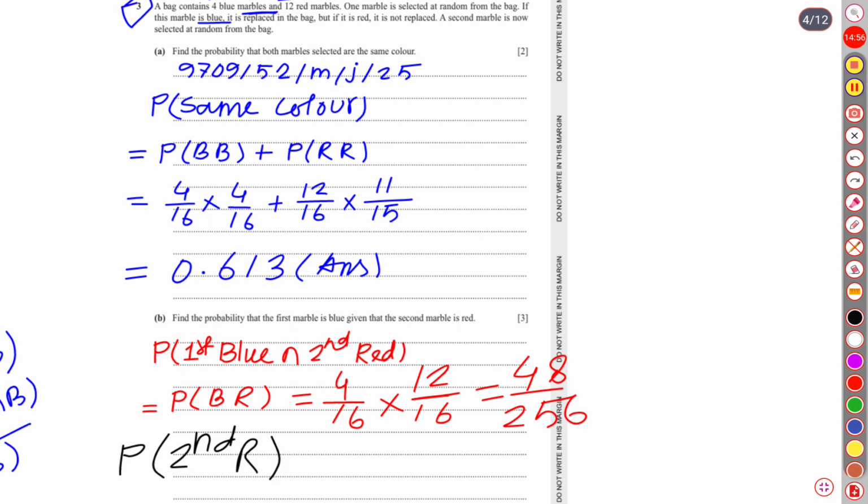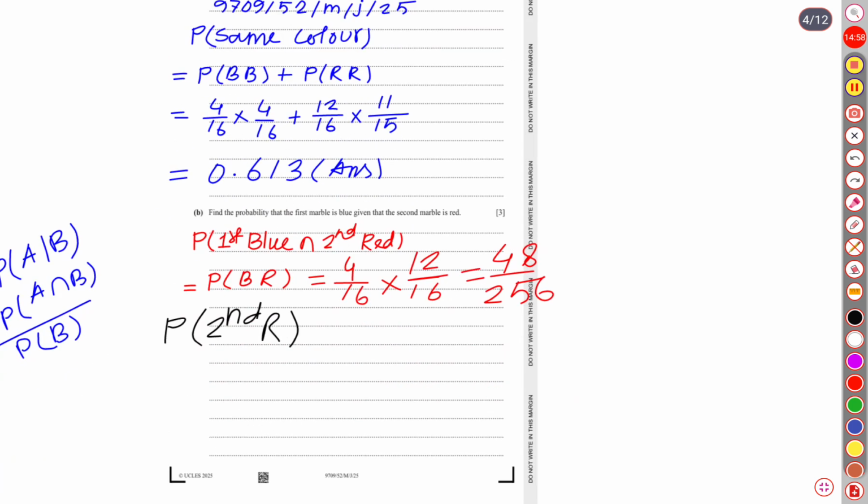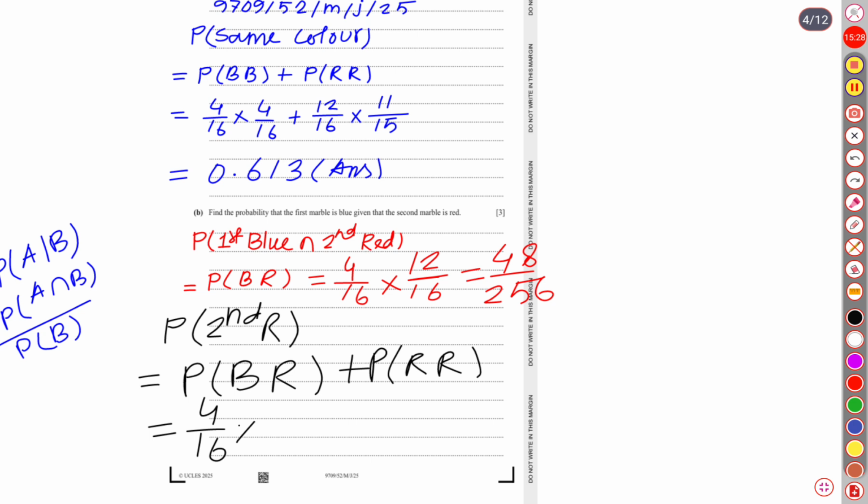So for being the second one red, there are two possible cases: it may be first one is blue, second one is red, or first one is red, second one is also red, isn't it? So if first one is blue, second one is red, we have already found the probability is 48 over 256. Or individually if we write, it is 4 over 16 because there were 4 blue marbles, and second one is red as it has been replaced, so total number is same and number of red marbles is 12.